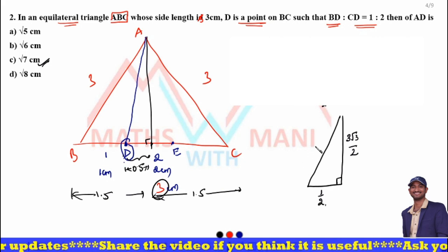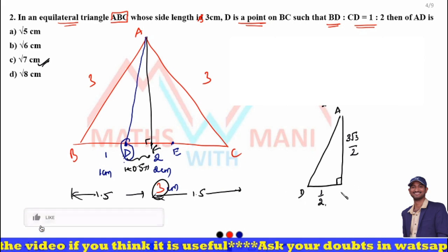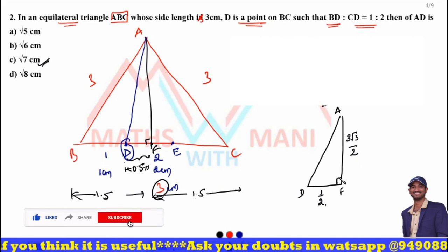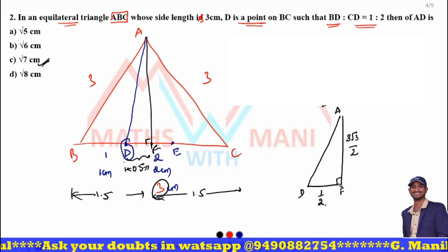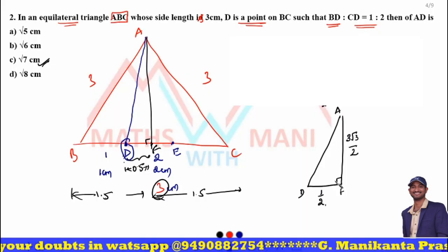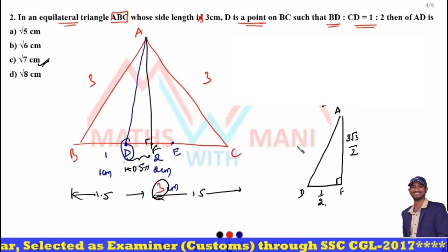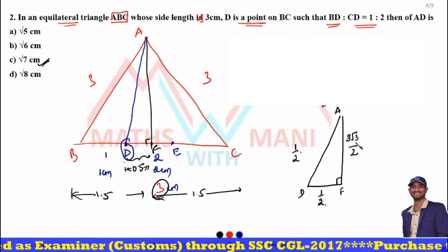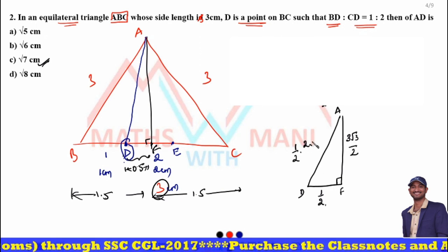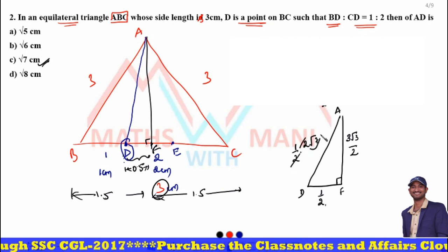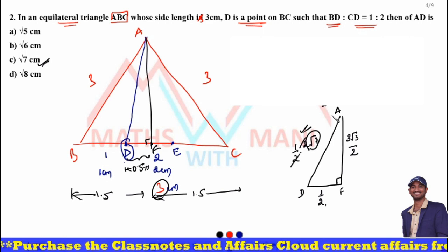Okay, so this is A, D, and suppose this is F. So (3√3/2) whole squared plus (1/2) whole squared. Take 1/2 common from both. And (3√3) whole squared means 27, plus 1, 28. 28 under root means 2√7. So 2 cancels and √7 is the value of AD. So this is another method you have to follow.